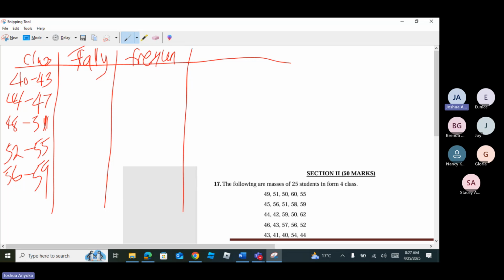Where is 40? We have 49. 49 is between 48 to 51. 51, the same there. 50. 60. Oh, we have 60. So we have 60 to 63. So for the tally, we make the tallies for the numbers.